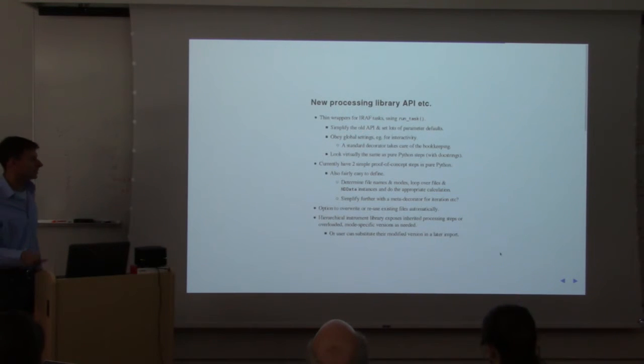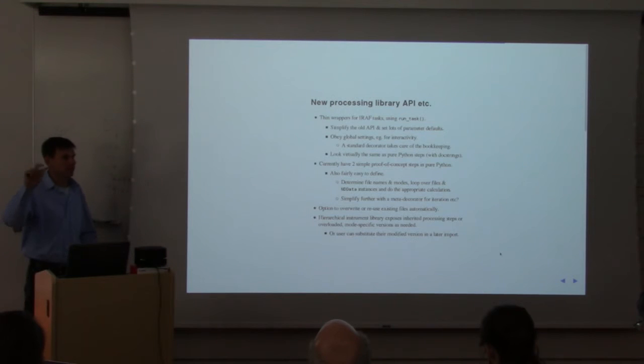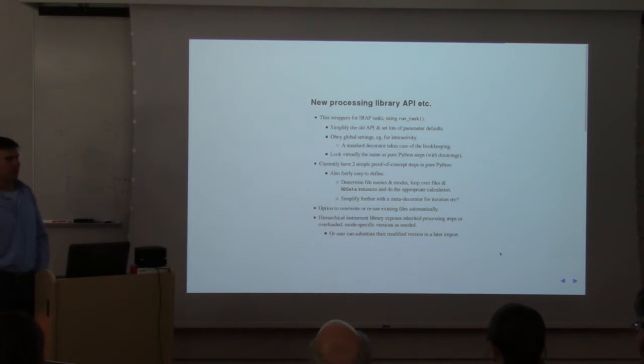So on this slide, I'm basically saying that I'm redefining each of these things as a thin wrapper, which allows me to redefine the API in a cleaner way. It also allows me to do stuff like obeying global settings for uncertainty and for things like interactivity, which is done automatically by a decorator function, so you don't have to worry about it. And these things look pretty much the same as pure Python steps with doc strings and so on, and it allows me to define an API that I'm happy with, and I don't have all of these parameter overrides and things in the top level script.